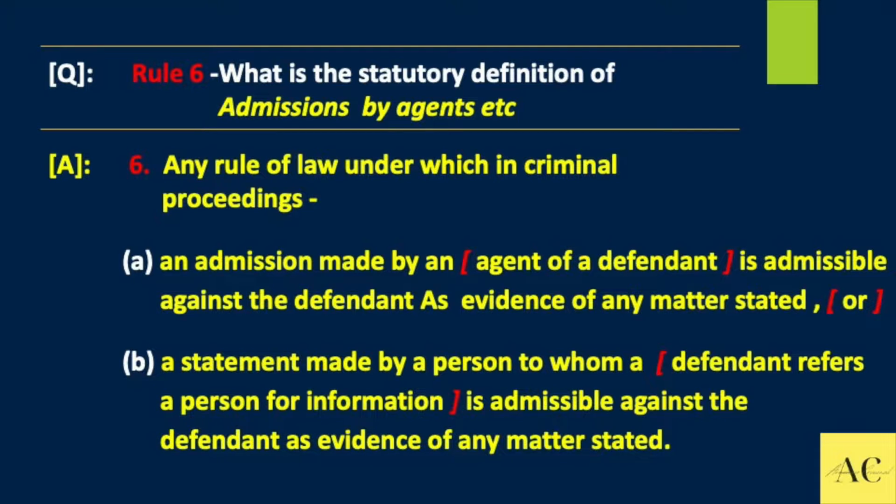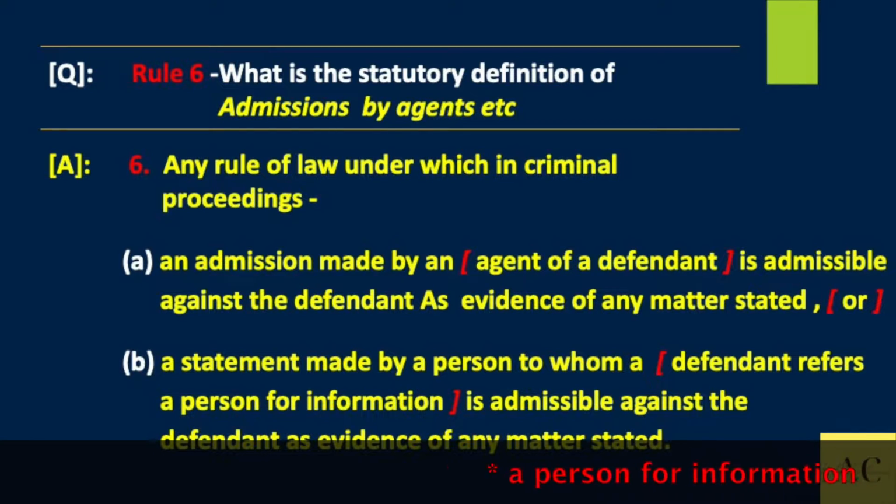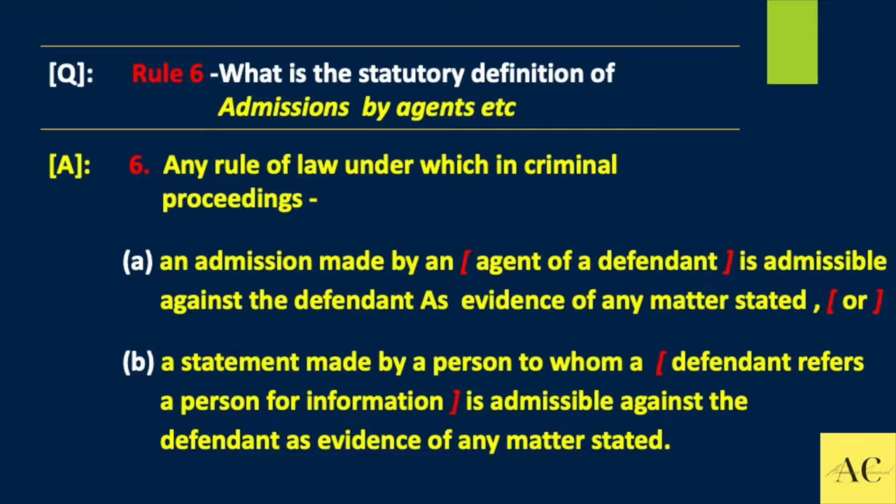Before we go any further, let's remind ourselves what is said in Rule 6 of Section 118. So what is the statutory definition of admissions made by an agent? It says any rule of law under which in criminal proceedings an admission made by an agent of a defendant is admissible against the defendant as evidence of any matter stated, or B, a statement made by a person to whom a defendant refers a person for admission is admissible against the defendant as evidence of any matter stated.